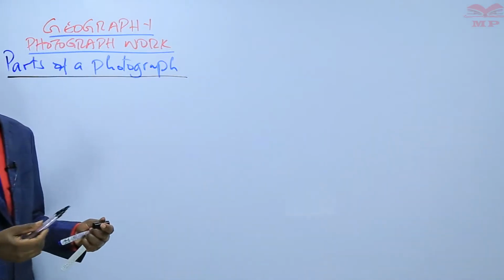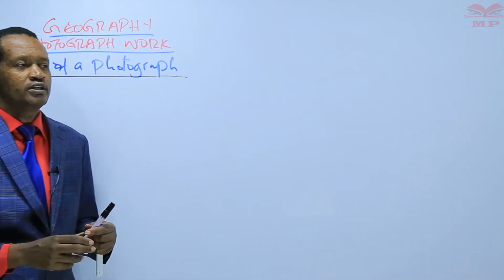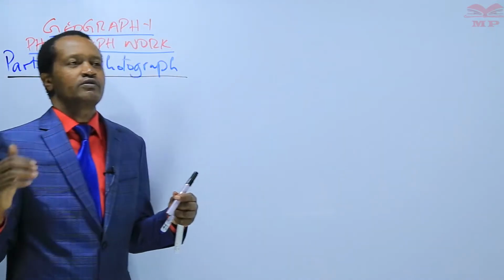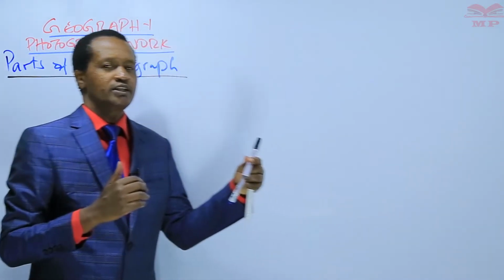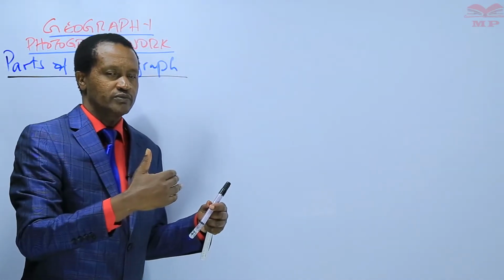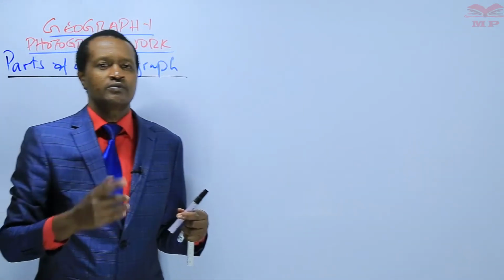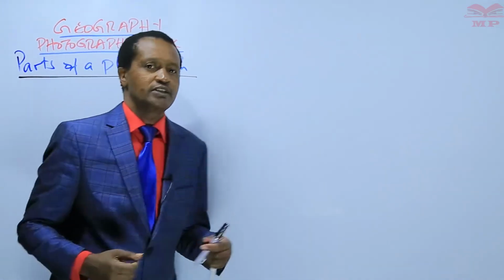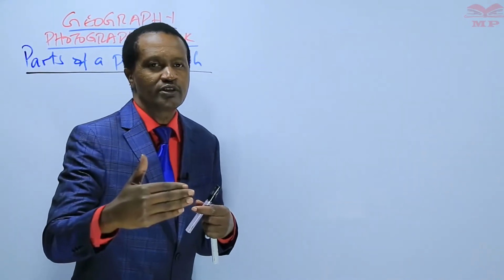Now, learners, a photograph can be divided into 9 parts. A photograph, again learners, can be divided horizontally into 3 parts. That is the foreground, the middle ground, and the background. Learners, let me repeat what I've just said. I've said that a photograph can be divided horizontally into how many parts? 3 parts. The foreground, the middle ground, and the background.